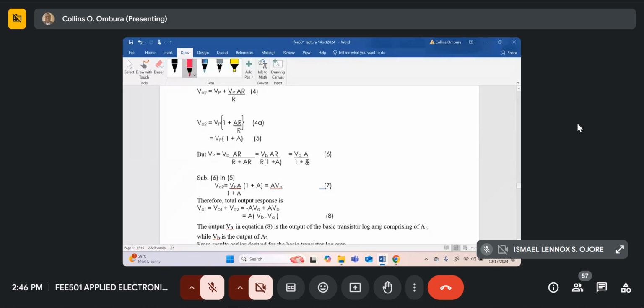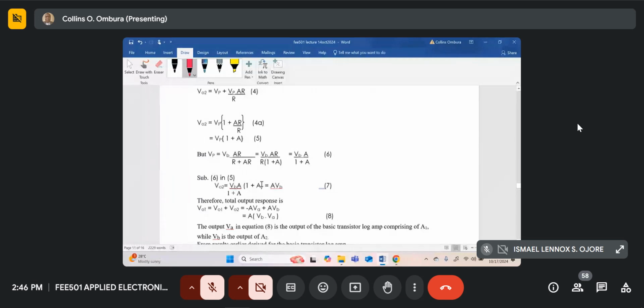Now we'll substitute it in 5. We've gotten what VP is in 6, this part of 6. Now substitute it over here. So if you substitute it for the VP in 5, using the first expression VP, the final part of 6, which is VBA all divided by 1 plus A, then the next part of 5, which is 1 plus A, put it over here in the numerator.